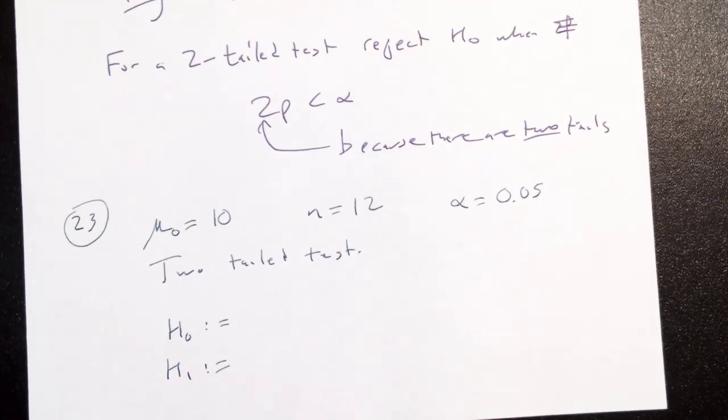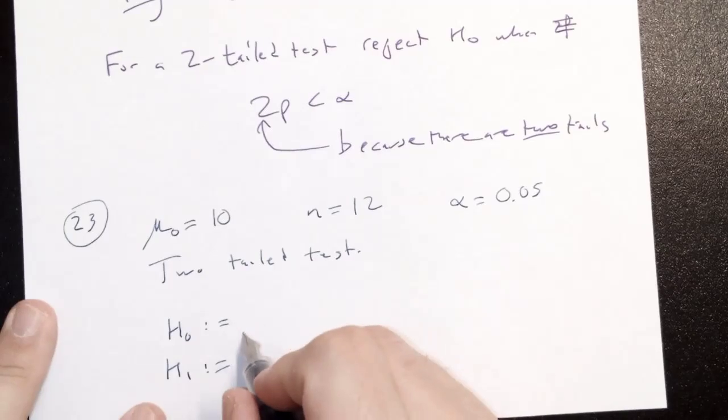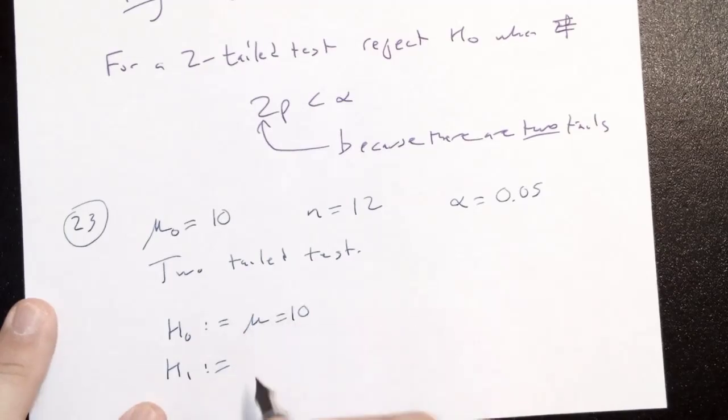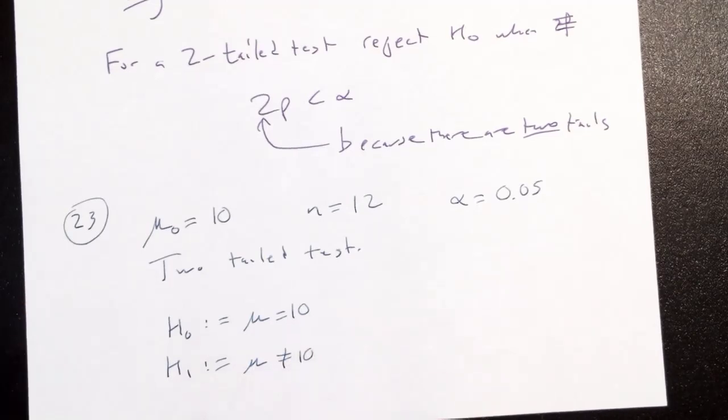Know that the average is 10. And then the alternate would be not equal to. Either it's 10 or it isn't, because it's two-tailed. Great.